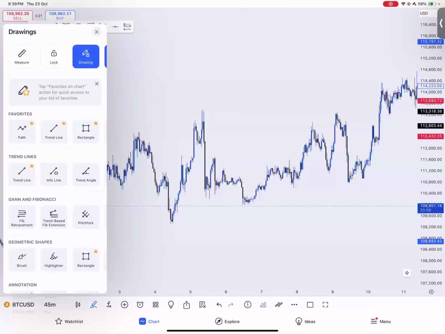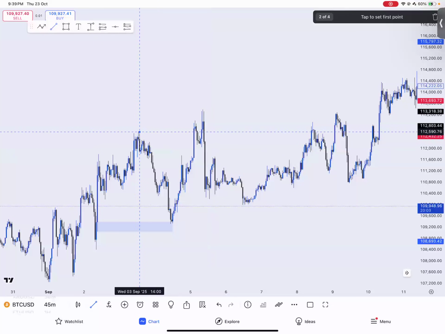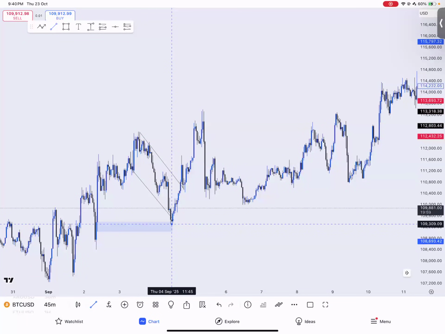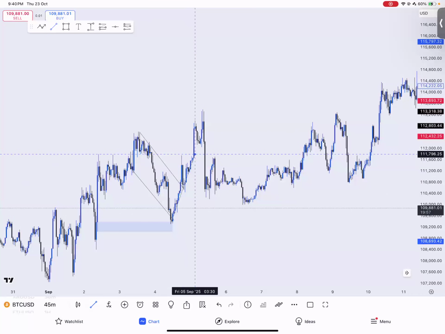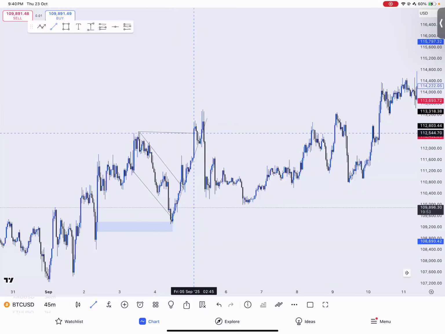This is an OB level here. Before price bought from this level, you can clearly see a downtrend. Before market bought from this zone, it bought until it cleared the trend line liquidity, which is where the downtrend originated from.